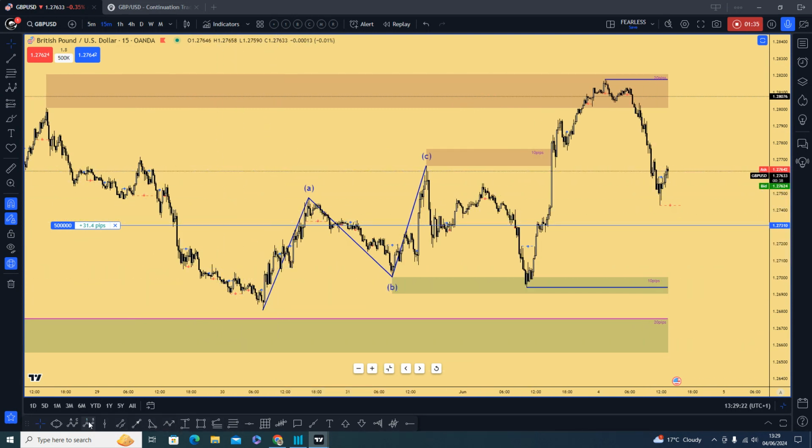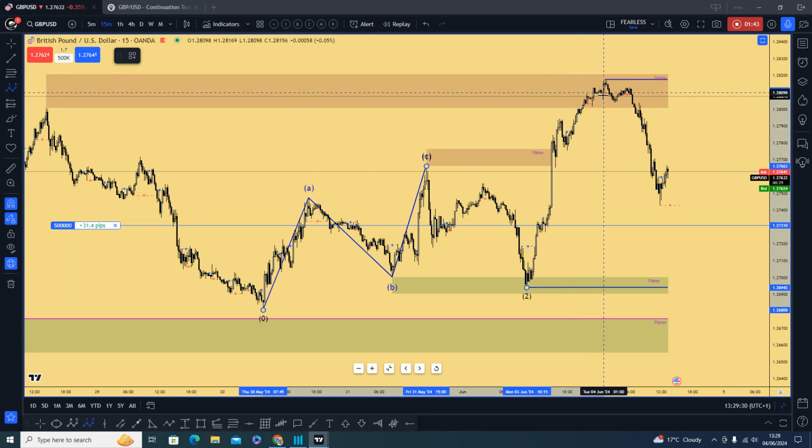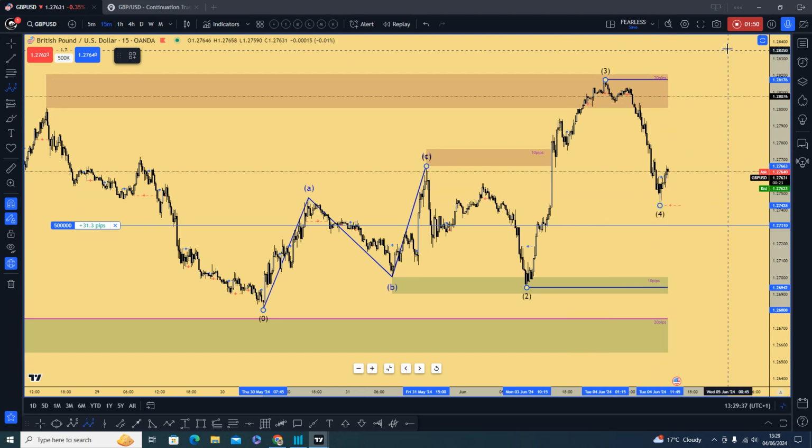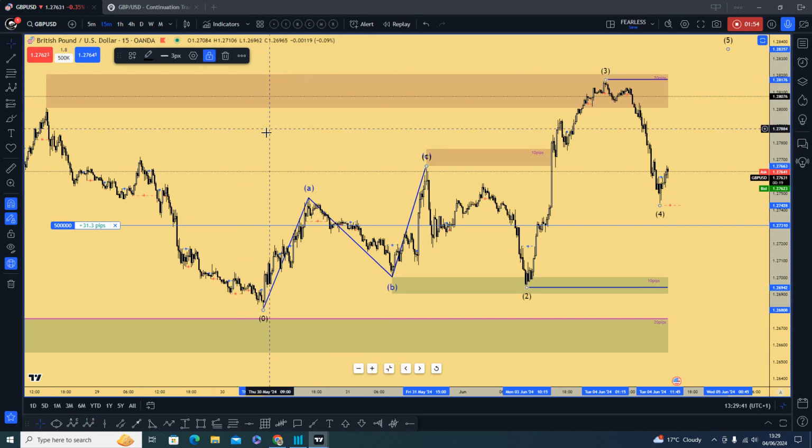Let's do it again. 0 to 1, 2, 3, 4, and we're expecting a higher high. So let's lock that in place.